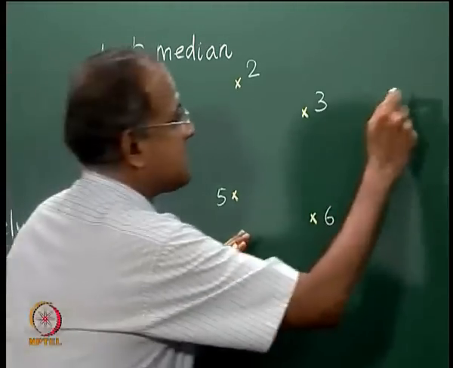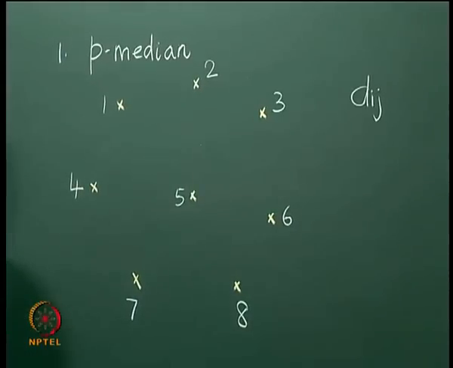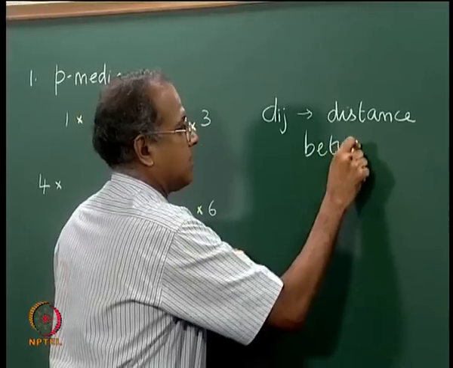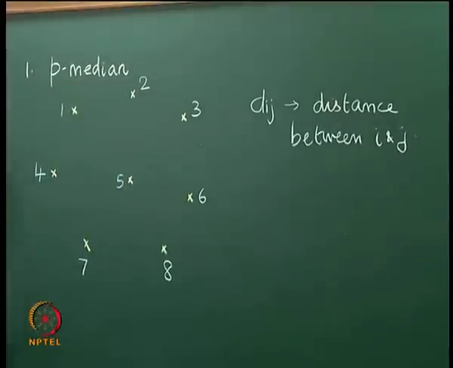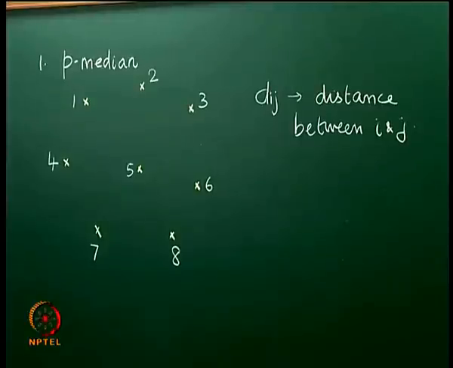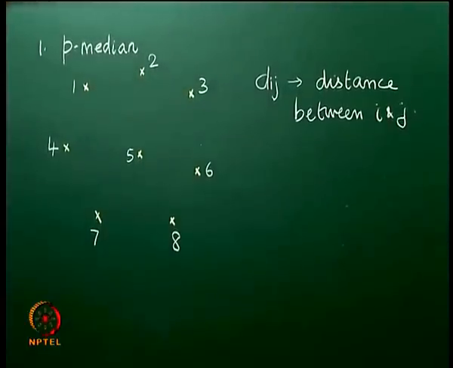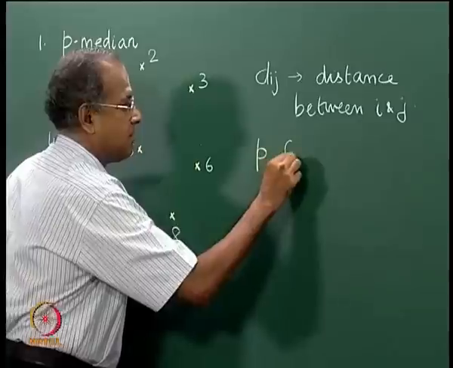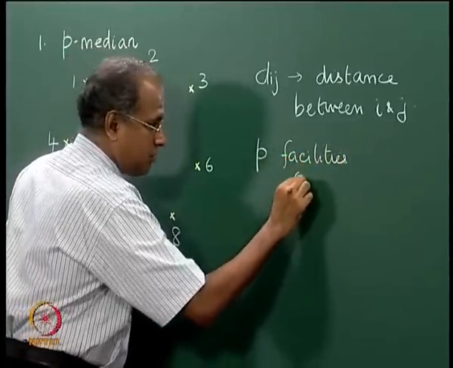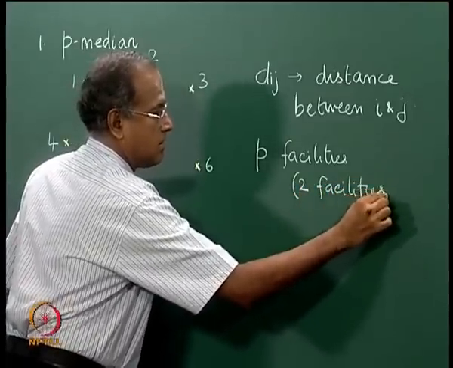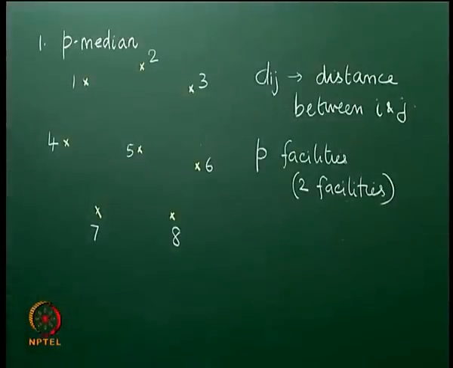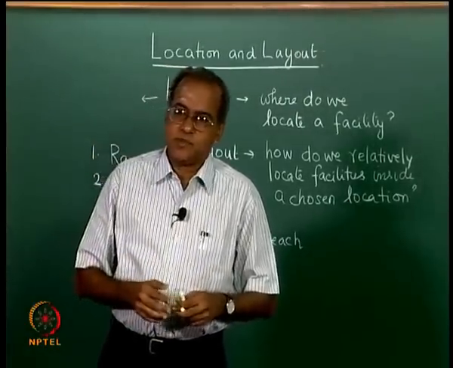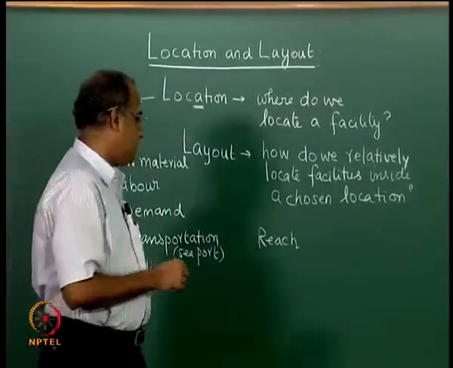So, we can also have a distance matrix Dij between points i and j. So, Dij will represent the distance between i and j. Now, let us assume that these 8 points represent 8 demand points or areas where the products are required, and we wish to locate, let us say, P facilities, let us say 2 facilities, such that we produce in these 2 facilities and we meet the demand in all the 8 points with minimum transportation distance.